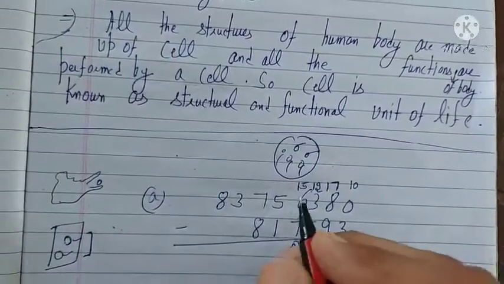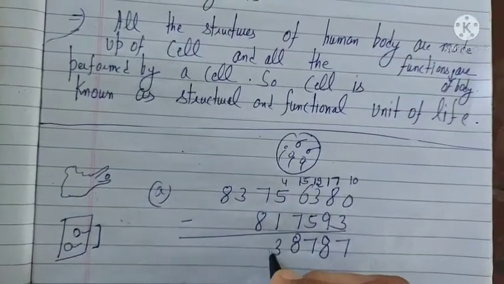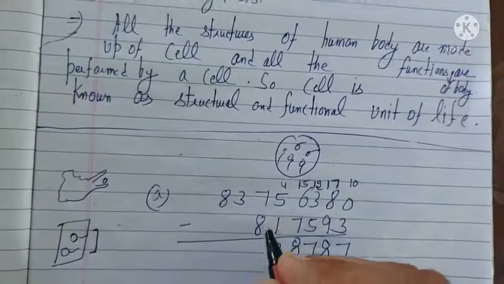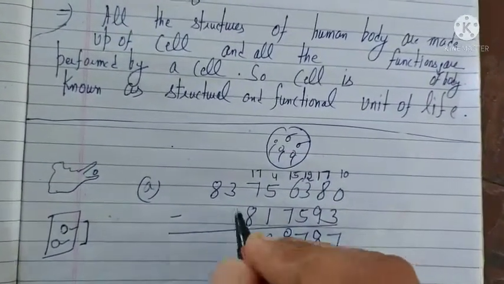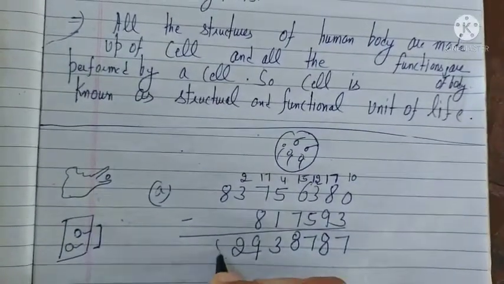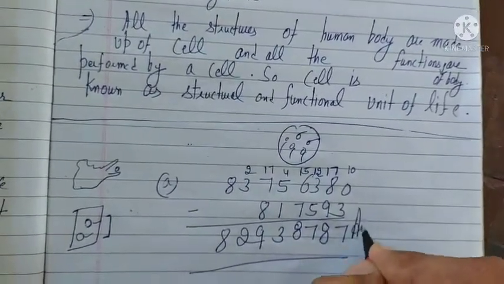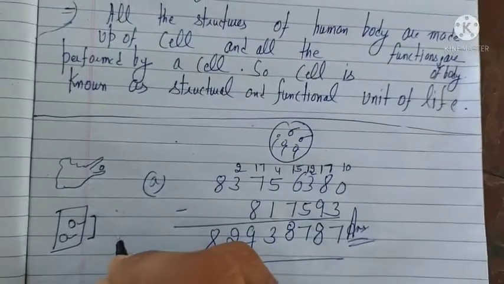here it would be 8, and here it would be 4, it would be 3, 7 is again not subtractable, 17, 9 would be there, and 2 is there, and 8 is there. So this is the answer. So this is the basic rule of subtraction.